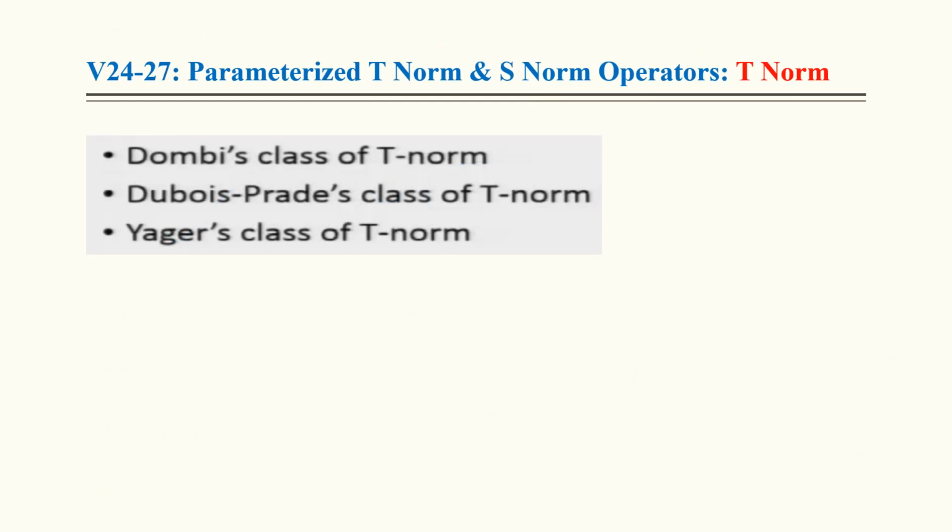So these are the extended versions of parameterized T-norms and S-norm operators. First I will discuss T-norms. In T-norms there are three types of these operations: Dombi class of T-norm, Dubois-Prade class of T-norms, and Yager's class of T-norm. But I will suggest you don't have to remember all these things, because this type of question can't be asked in the examination, because the mathematical calculation is at a very high scale.